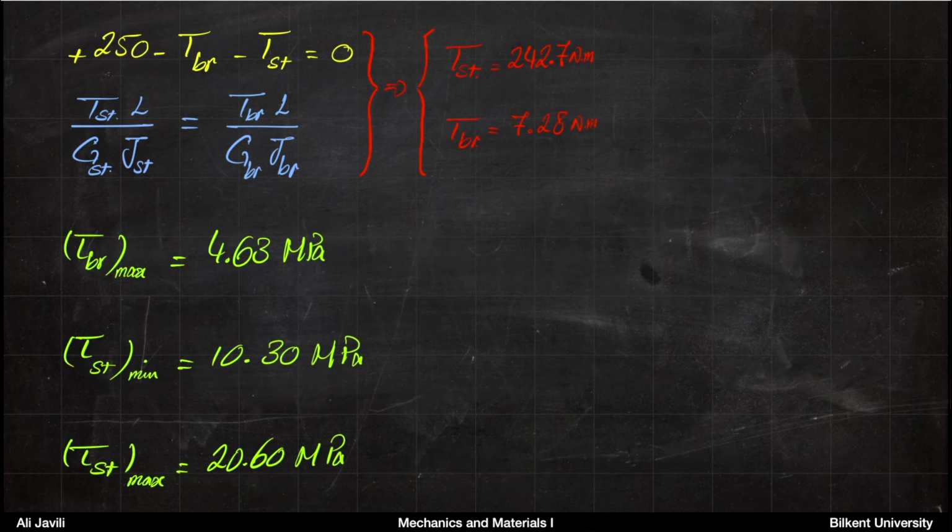So if we clean this up and collect them, we can see that for the brass part, the maximum shear stress is 4.63. And then again, we are not writing it because it's trivial, but for the brass core, the minimum shear stress is 0. For the steel tube, the minimum shear stress is 10.30, the maximum is 20.60.